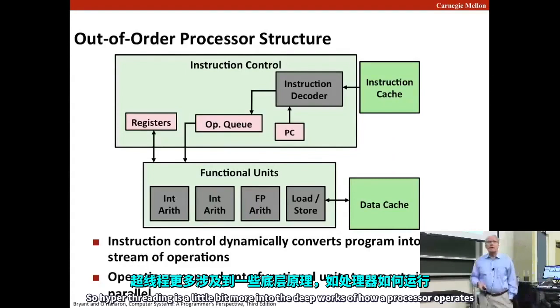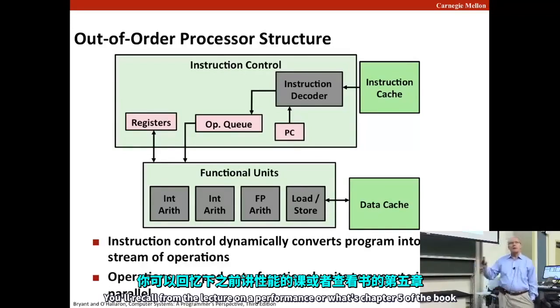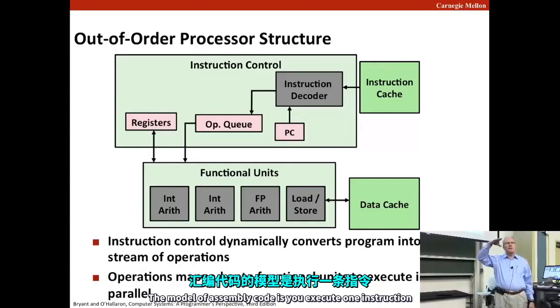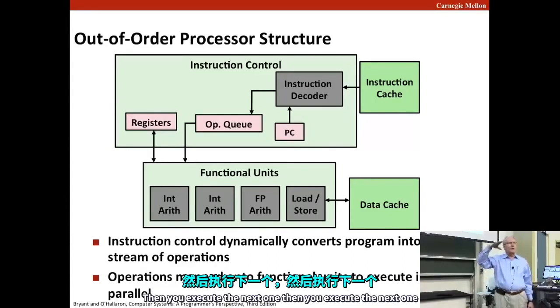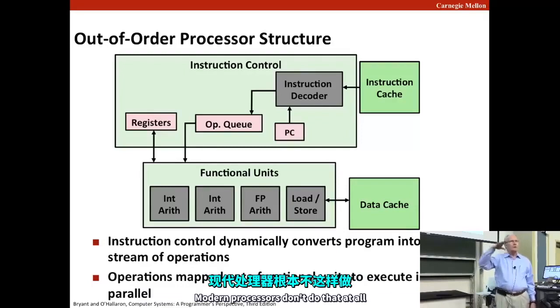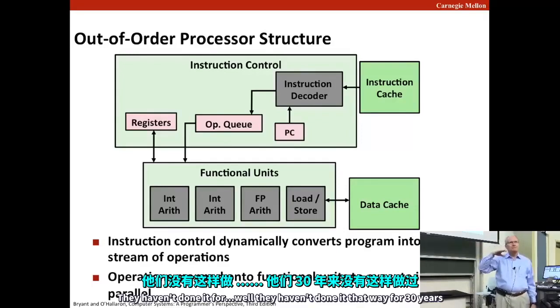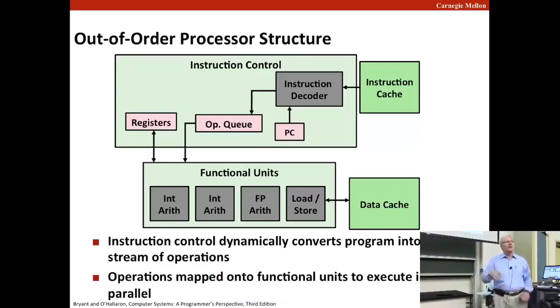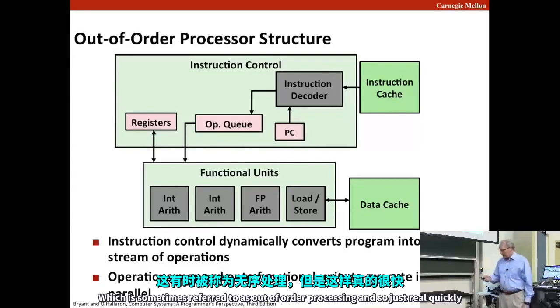So hyper-threading is a little bit more into the deep works of how a processor operates. You'll recall from the lecture on performance, or chapter 5 of the book, that a modern microprocessor looks absolutely nothing like the model that you get by looking at assembly code instructions. The model of assembly code is you execute one instruction, then you execute the next one, then you execute the next one. Modern processors don't do that at all. They haven't done it that way for 30 years. And since 1995, so for 20 years, they do it in this totally different way, which is sometimes referred to as out-of-order processing.